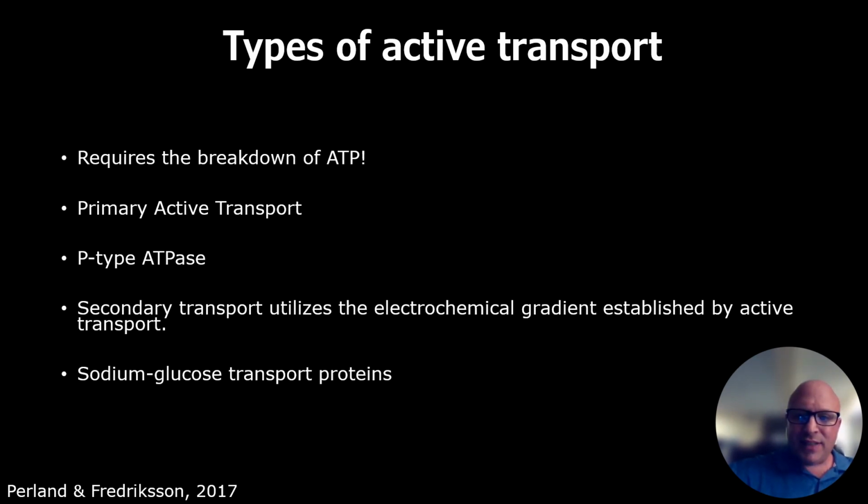Active transport requires energy, usually in the form of ATP, to move molecules against their concentration gradient from an area of low concentration to an area of high concentration. P-type ATPase is a type of protein that transports ions such as sodium and potassium across the membrane. Secondary active transport utilizes the electrochemical gradient established by primary active transport. Sodium glucose transport proteins are transporters that move glucose into cells along with sodium ions.